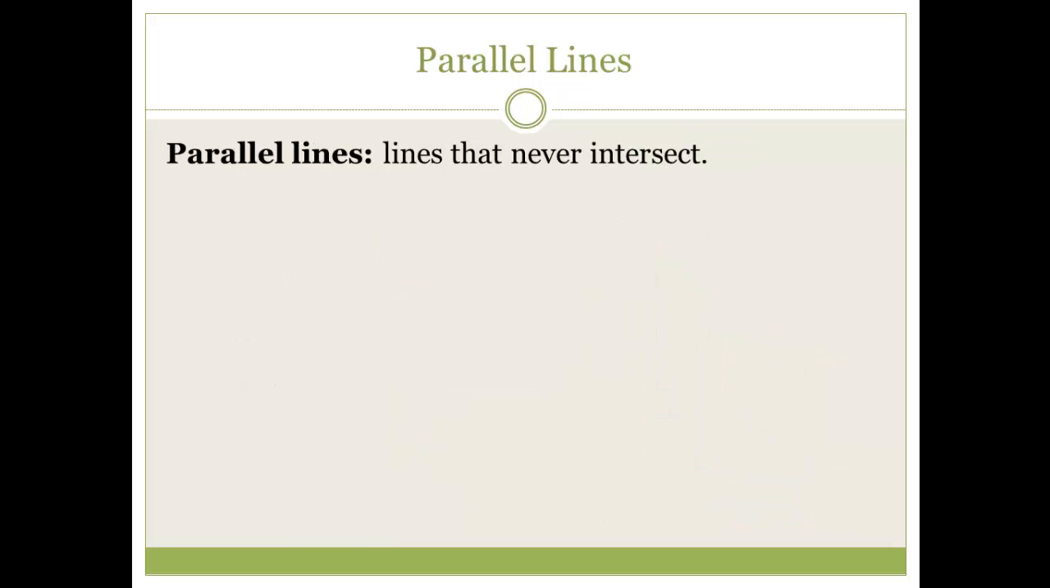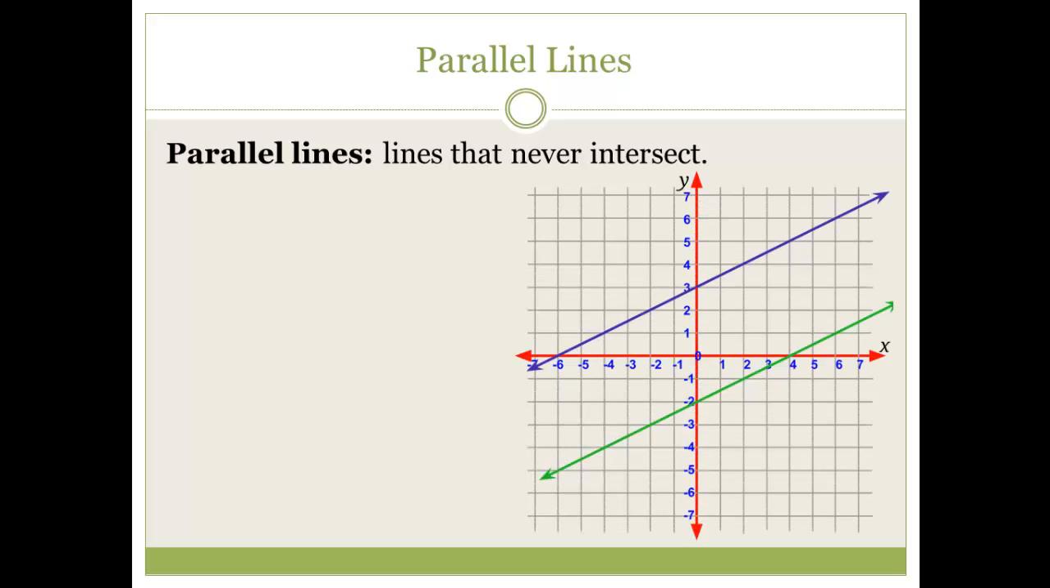Let's take a look at parallel lines. Parallel lines are lines that never intersect. The following 2 lines are parallel. The purple line has a rise of 1 and a run of 2, which means the slope is half. The equation is y equals half times x plus 3, where 3 is the y-intercept.